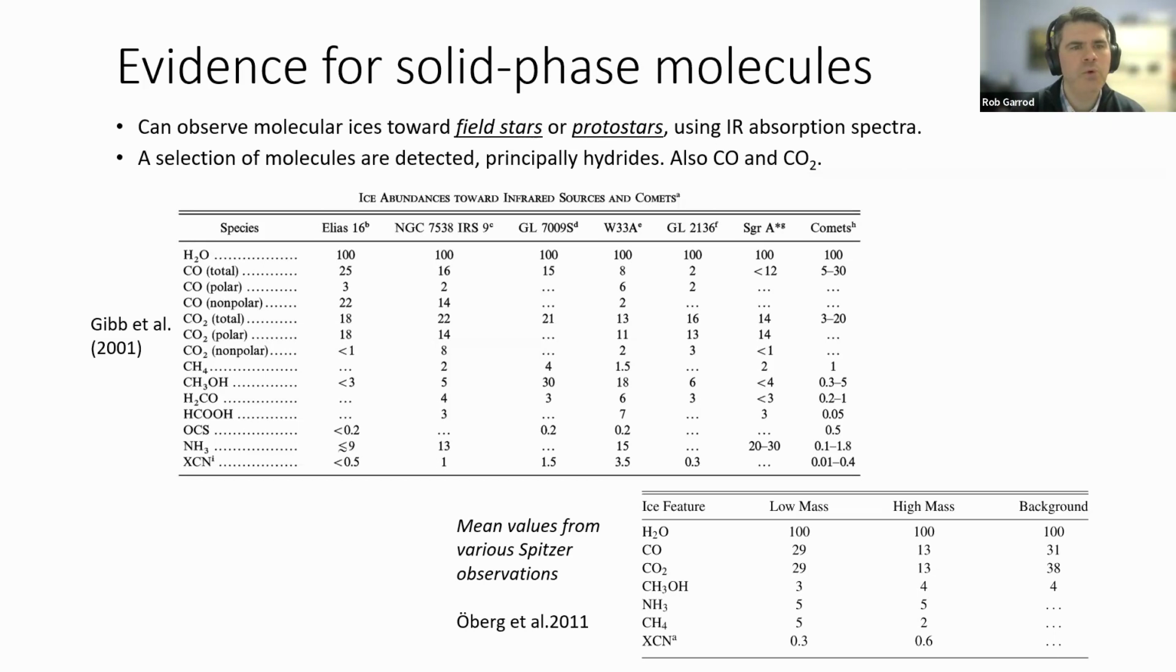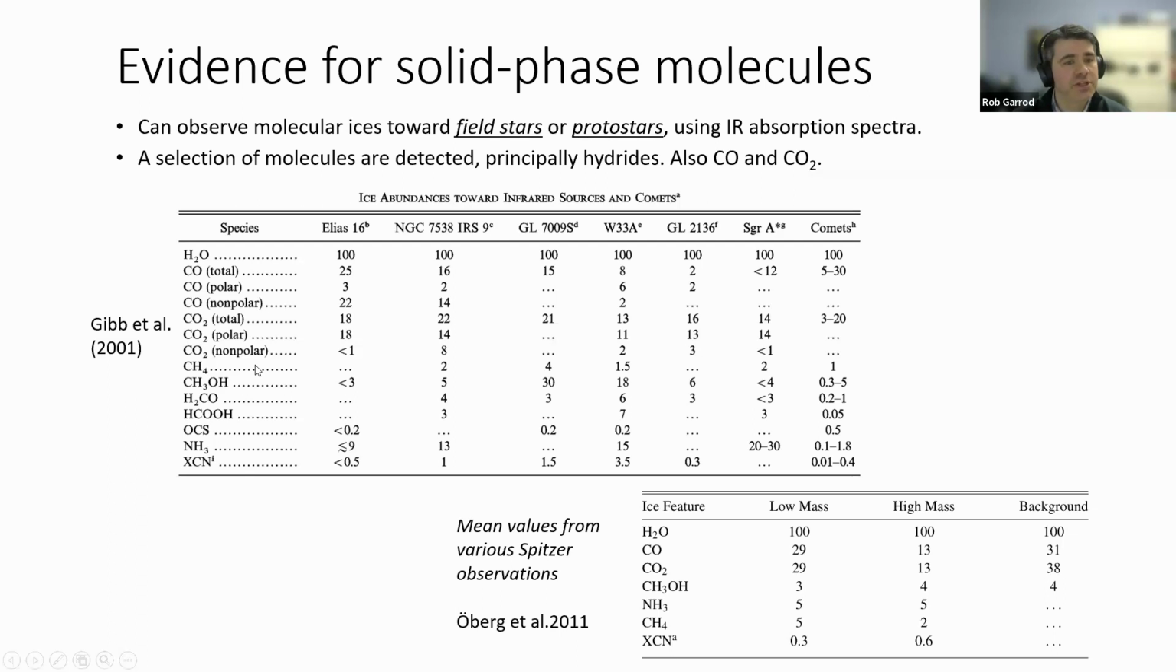And what we see then is simple molecules, very often simple hydrides. So lots of water. So everything here in this table is in relation to water. But water isn't everything in the ice. In fact, it's probably around half of the molecules in the ice mantles that form on the dust grains. The other major components are CO and CO2. They can have polar and non-polar components. That means they have varying degrees of mixing with water, which is a polar ice.